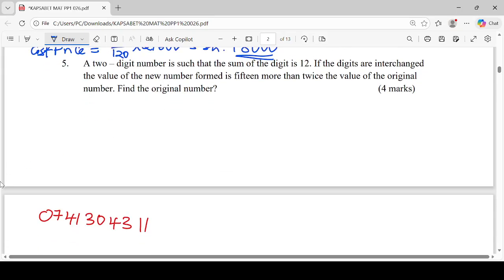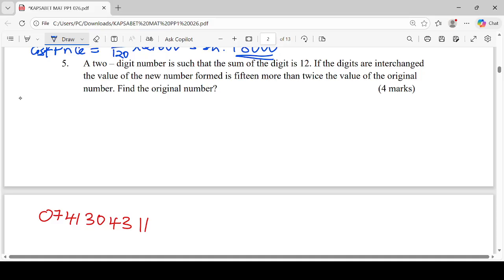Question number 5. A two-digit number is such that the sum of the digits is 12. If the digits are interchanged, the value of the new number formed is 15 more than twice the value of the original number. Find the original number. Another very, very simple question. Because the number is made up of two digits, let the digits in the number be xy.